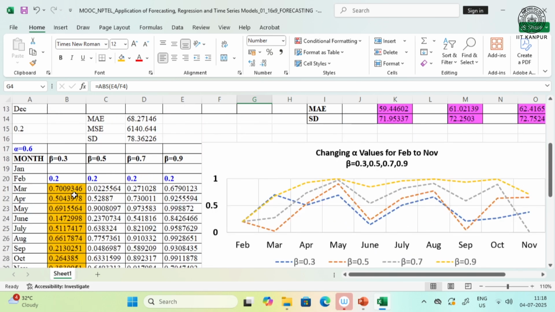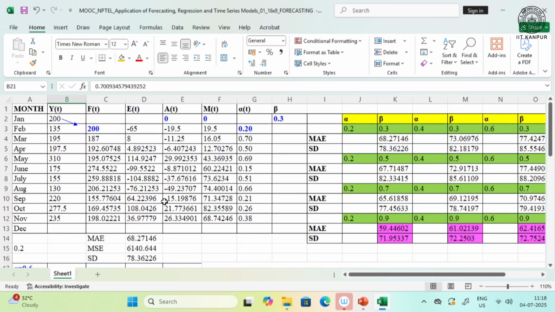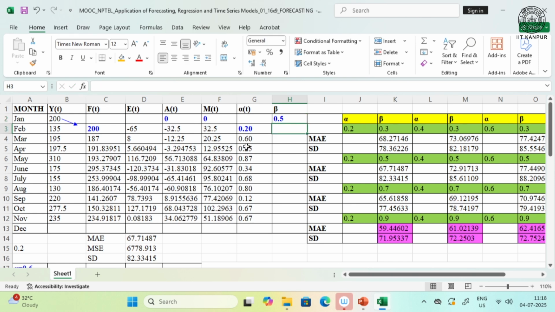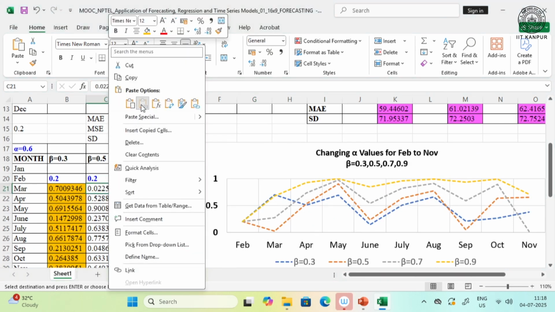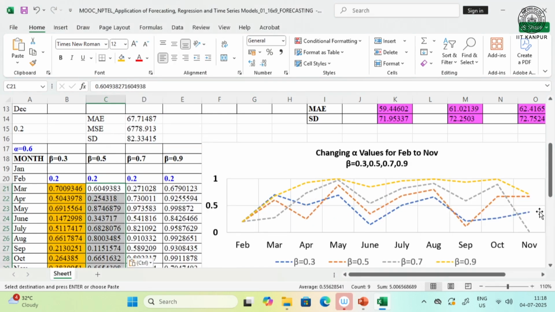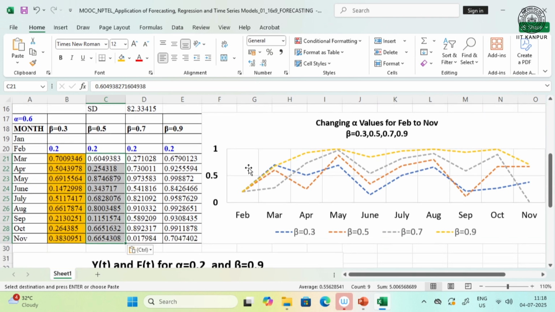So, these are the values 7009346 that I marked in orange only. If I go to the next value, beta is 0.5, alpha is fixed as 0.2, alpha is fixed which I mentioned. If I copy, so these are the values, and if you see the graph is being generated.